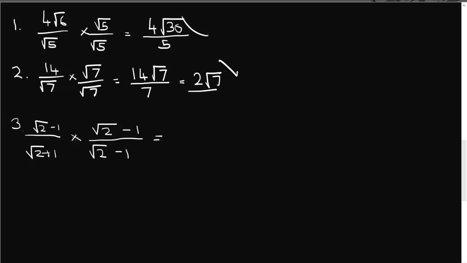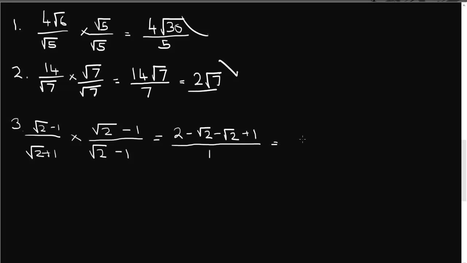I'm not able to predict what's going to happen on the bottom here. So multiply the top out, we've got 2, root 2 times root 2 is 2, minus root 2, minus root 2 again, and minus 1 times 1 is plus 1. So we just multiply the top 2 brackets out, then the bottom one, difference of 2 squares, root 2 times root 2 is 2, 1 times 1 is 1, 2 minus 1 is 1.